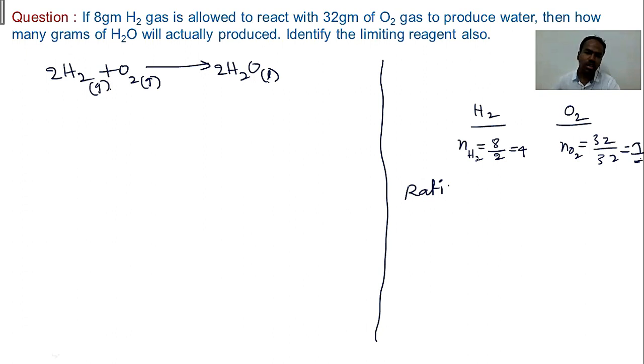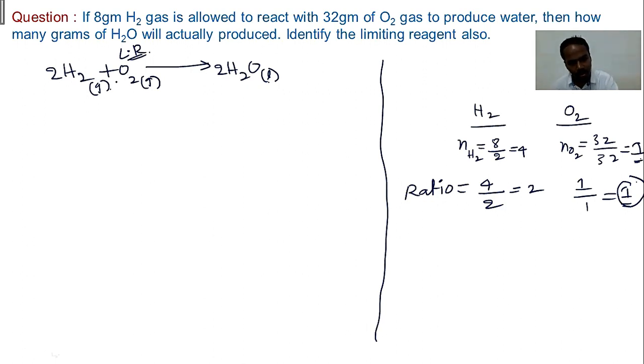Here I could convert the weight to number of moles. Then find the ratio between the number of moles given and the stoichiometric coefficient. Number of moles of H2 given is 4. The stoichiometric coefficient of H2 in this equation is 2. So 4 by 2 is 2. Then number of moles of O2 given is 1. The stoichiometric coefficient of O2 in this equation is 1. That is 1. So between H2 and O2, O2 has the least ratio. That's why O2 is the limiting reagent.